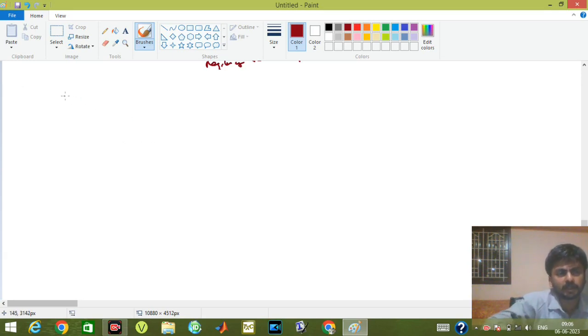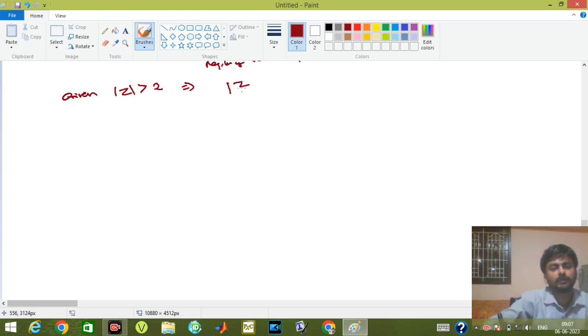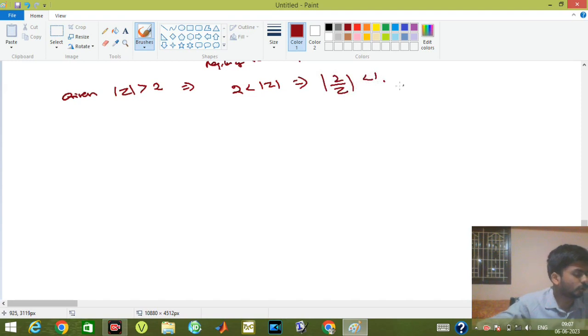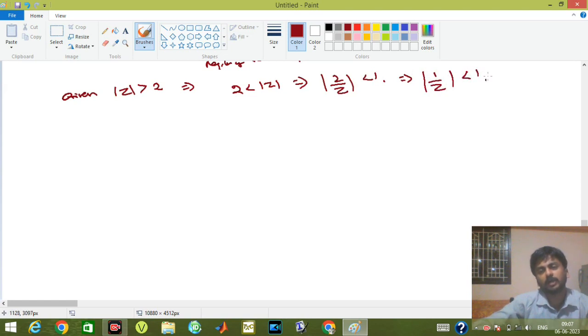Under the problem, they have given the region modulus of z greater than 2. It implies 2 less than modulus of z, so it will become 2 by z less than 1. If 2 by z is less than 1, it will automatically imply, dividing the entire thing by 2, that 1 by z will also be less than 1.